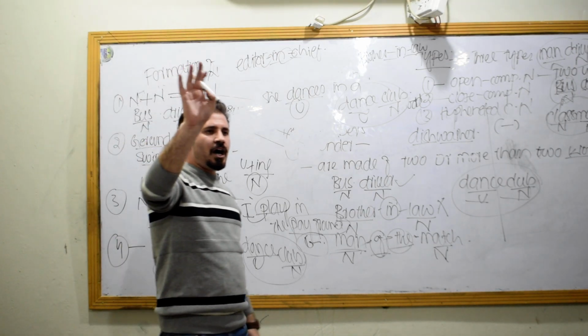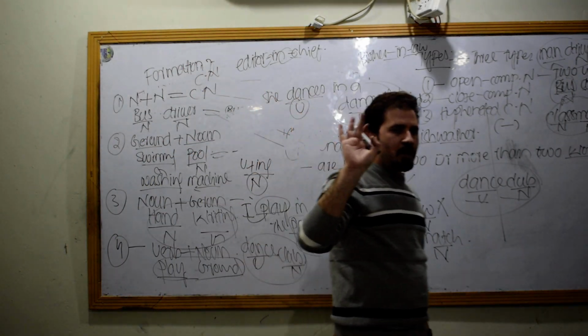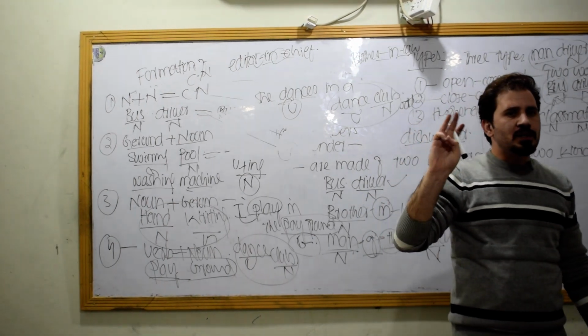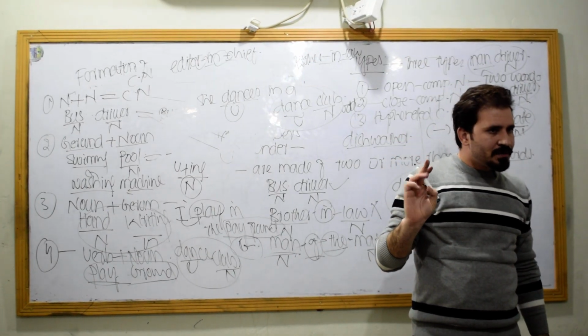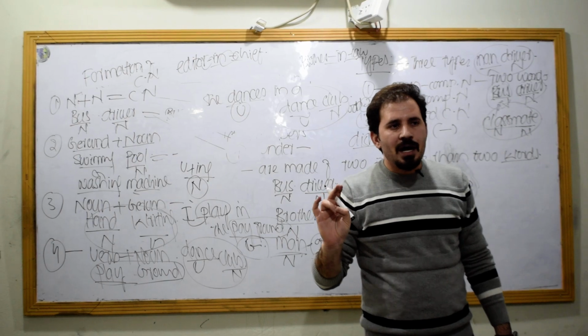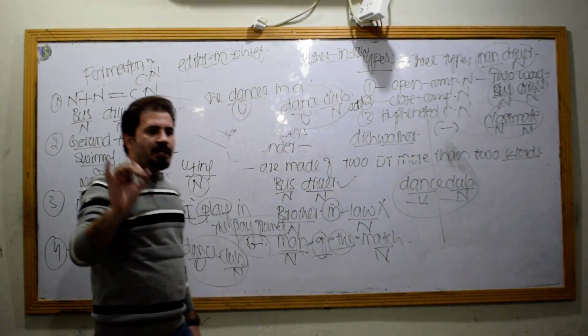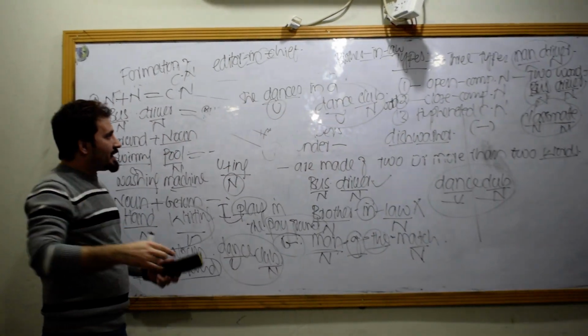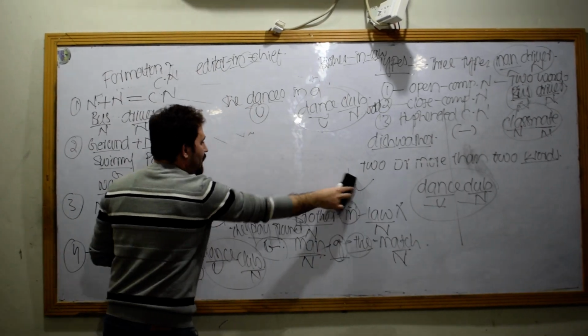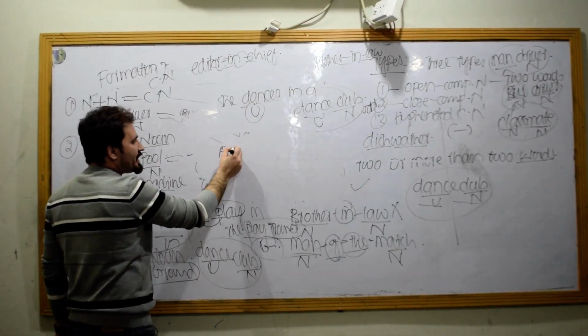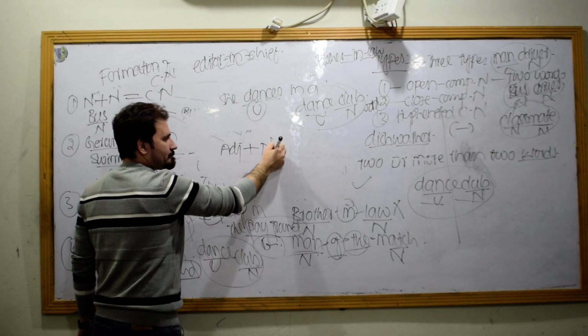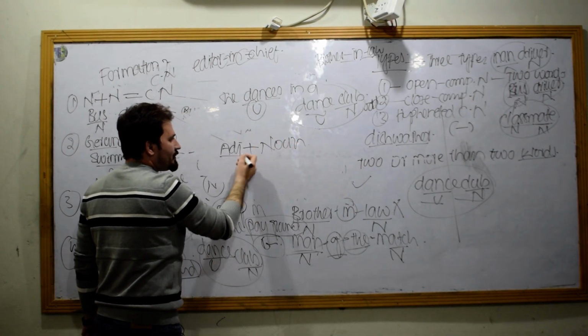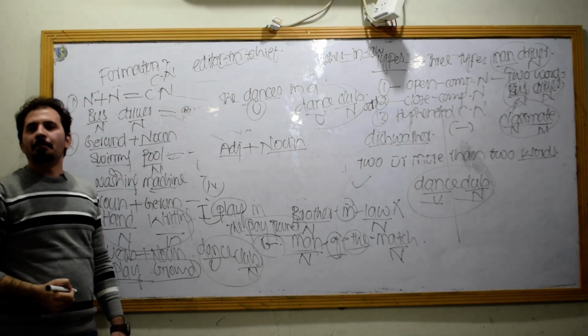So how many ways did we make the formation of compound noun? Number one, noun plus noun. Number two, gerund plus noun. Three, noun plus gerund. Number four, verb plus gerund. Now, next, fifth way we can make compound noun, adjective plus noun. When there is an adjective and there is a noun, again we can make a compound noun.